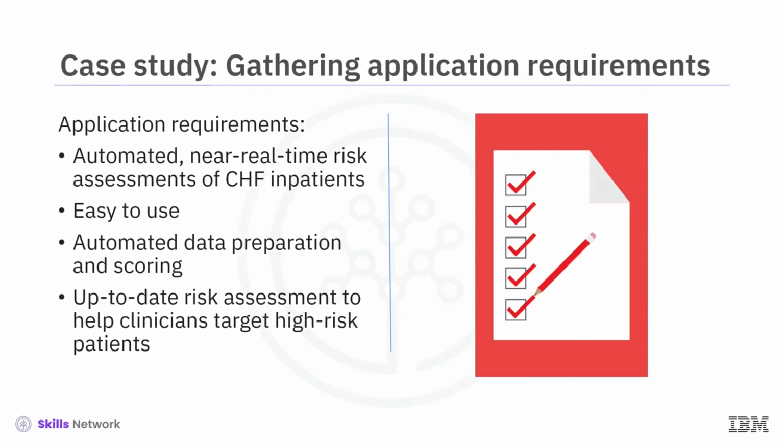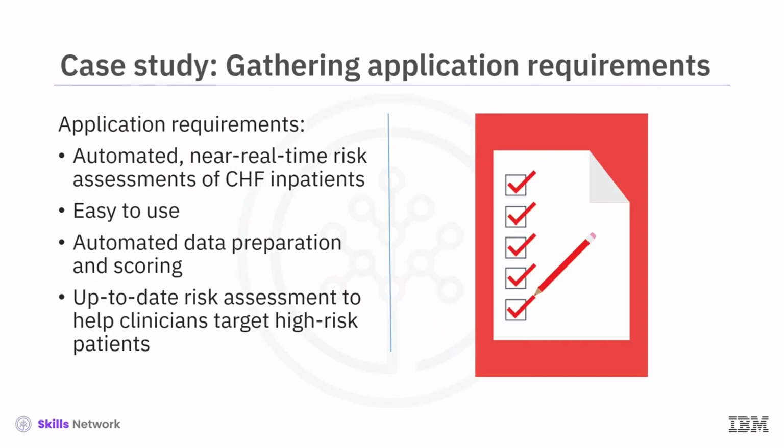During the business requirement stage, the intervention program director and her team had wanted an application that would provide automated, near real-time risk assessments of congestive heart failure. It also had to be easy for clinical staff to use, and preferably through a browser-based application on a tablet that each staff member could carry around. This patient data was generated throughout the hospital stay. It would be automatically prepared in a format needed by the model, and each patient would be scored near the time of discharge. Clinicians would then have the most up-to-date risk assessment for each patient, helping them to select which patients to target for intervention after discharge.